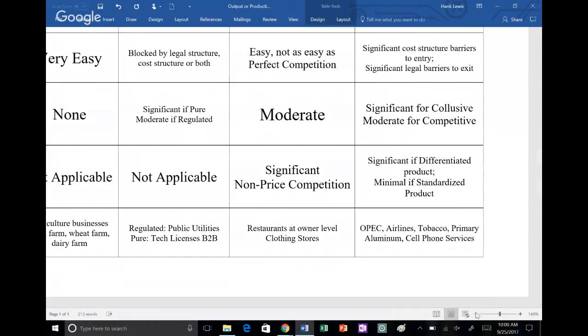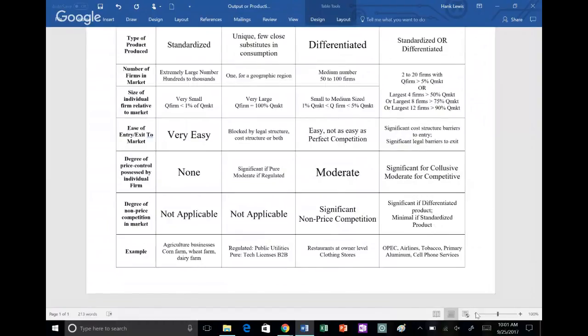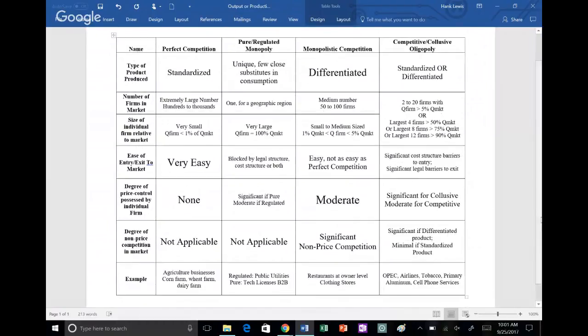And so this here is a nice little overview of all the structures, and I want you to notice there's a lot of similarities, but a lot of differences. Hopefully this helps clear this all up for you.